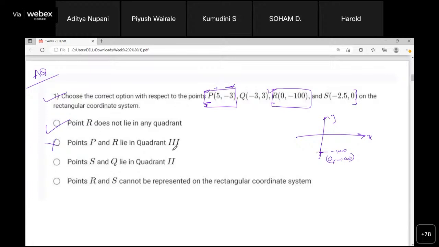Now, Q lies in the third quadrant, or quadrant 2? My point P lies in the fourth quadrant, right? Point Q is negative, positive, so it is in the second quadrant. And R lies on the y-axis, so it does not lie in any quadrant.